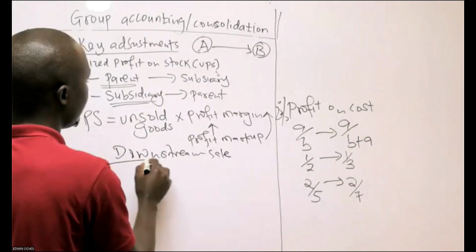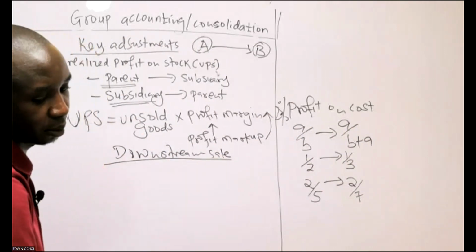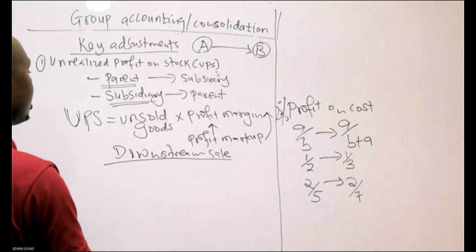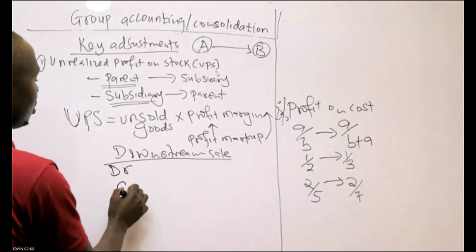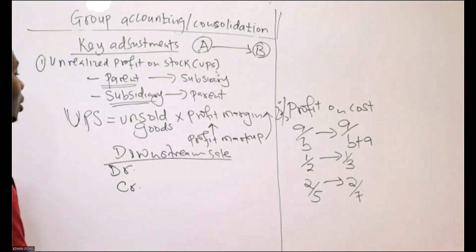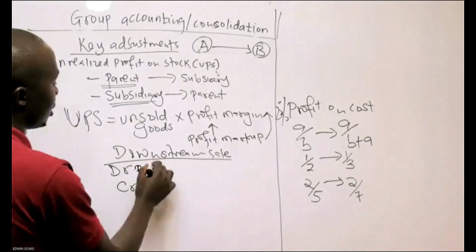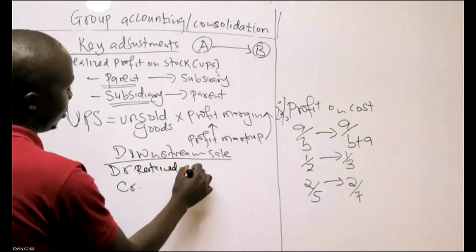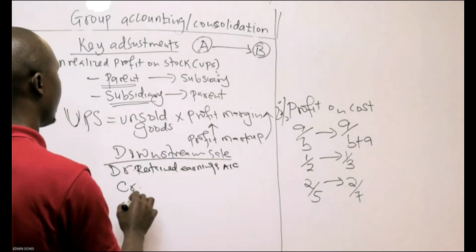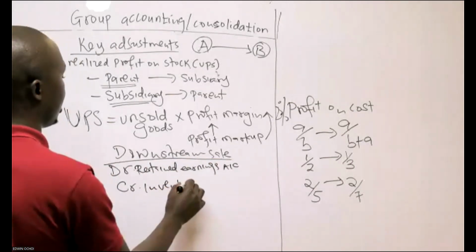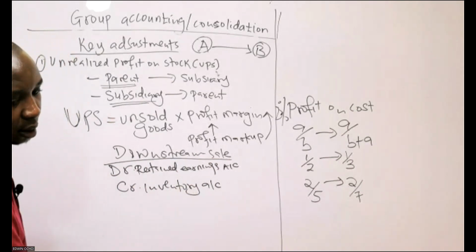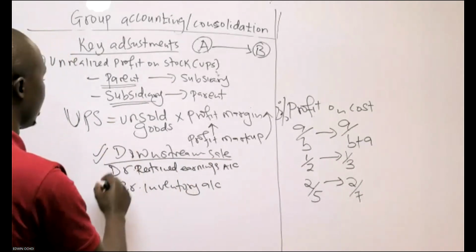So elimination of the profit, let's say for a downstream sale. Due to the downstream sale, the profit will be eliminated in the parent by debiting what and crediting what? Which account will be debited and which one will be credited? You debit the retained earnings account, and you credit the inventory account. So this is a downstream sale.